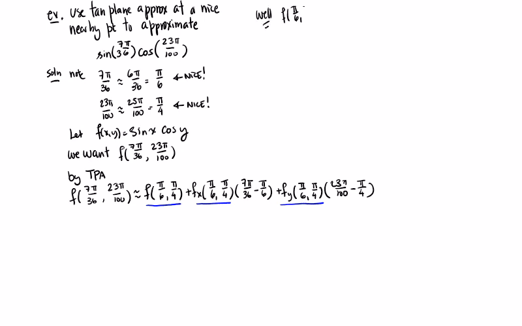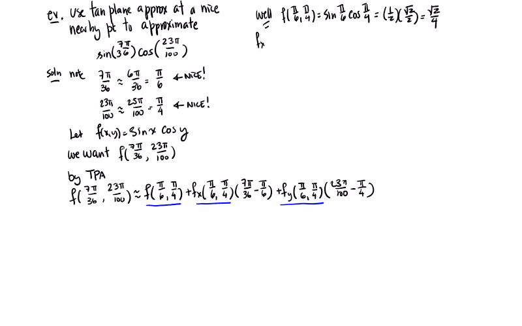So f of pi over 6, pi over 4. That's sine of pi over 6, cosine of pi over 4. So sine of pi over 6 is 1/2 times the square root of 2 over 2. That's the square root of 2 over 4.